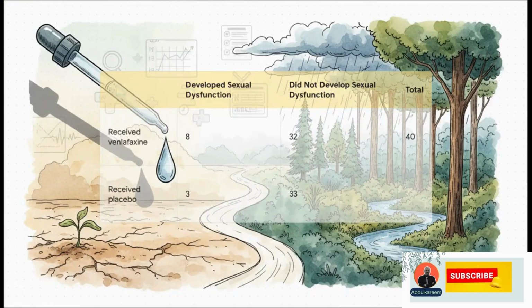Okay, let's look at a clinical example from a paper by Dr. Chittaranjan Andrade to make this stick. We're looking at a table from a hypothetical study on an antidepressant. You can see two groups. One group of 40 people got the drug, venlafaxine, and another group of 36 people got a placebo. And the study was tracking whether they developed one particular side effect.